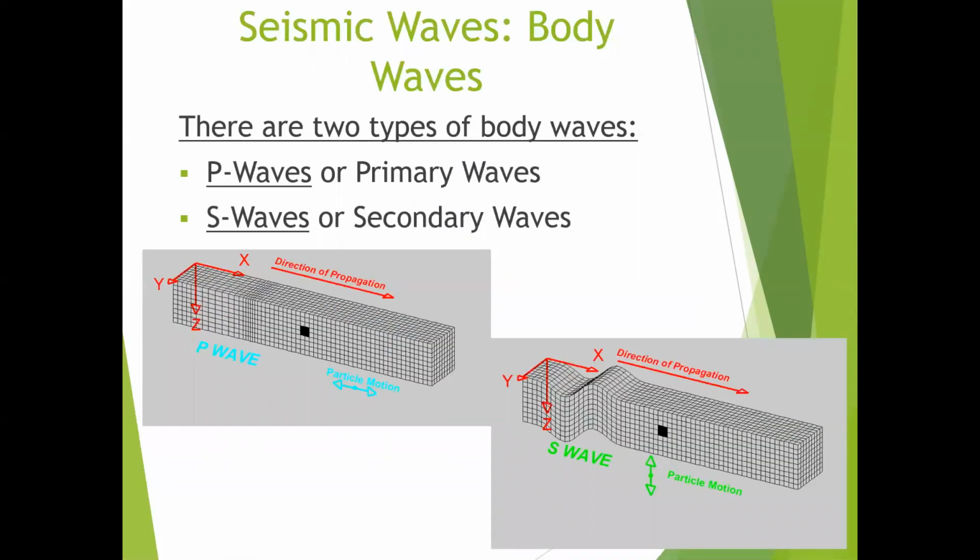So what are the different types of waves that are going to be released when an earthquake happens? There's two types of body waves. The first one are going to be P waves, or primary waves, and the second type are going to be S waves, or secondary waves. Make sure you're paying attention to what's happening in each one. You can see in a P wave, there's compression, okay? And in an S wave, it's going to be moving up and down.